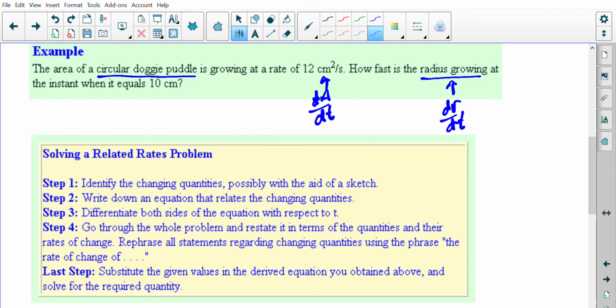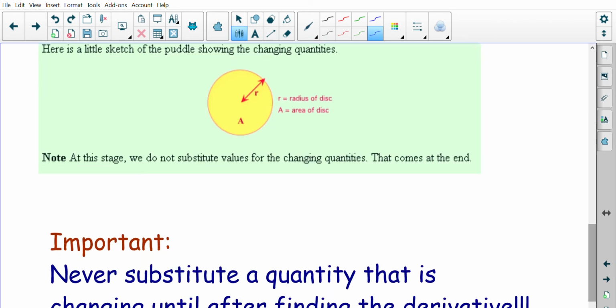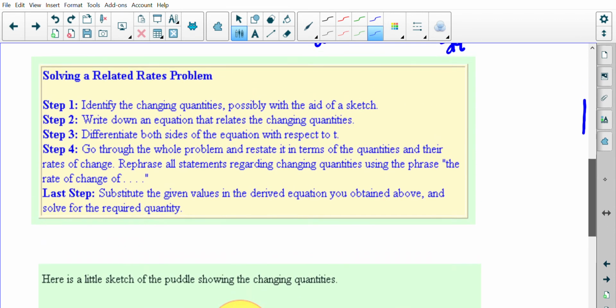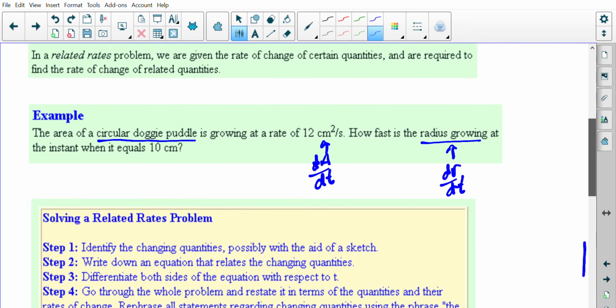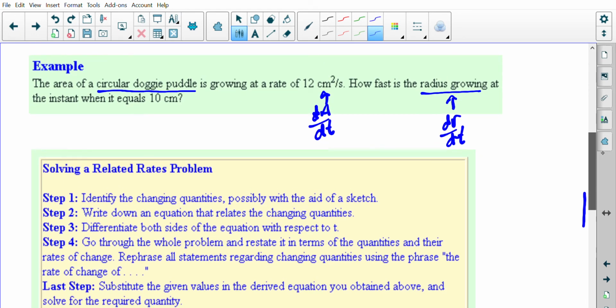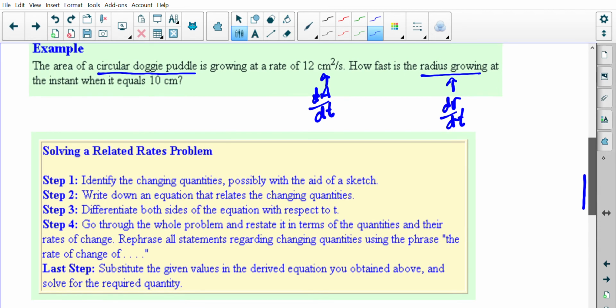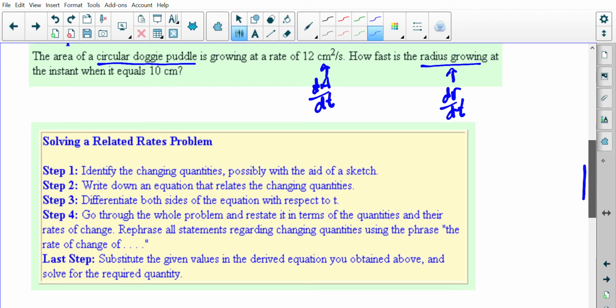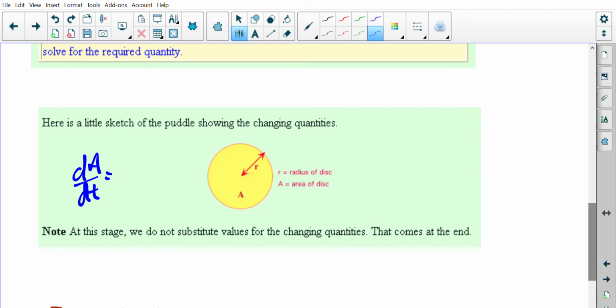So here's the sketch of what we're dealing with right now. We're talking about the area of this circular puddle changing. So I know dA/dt. Positives and negatives become important here because sometimes quantities are increasing, sometimes they're decreasing. If they're increasing, they're positive. If they're decreasing, they're negative. So this time the circular puddle is growing at a rate of 12 square centimeters per second. So this would be 12 square centimeters per second.